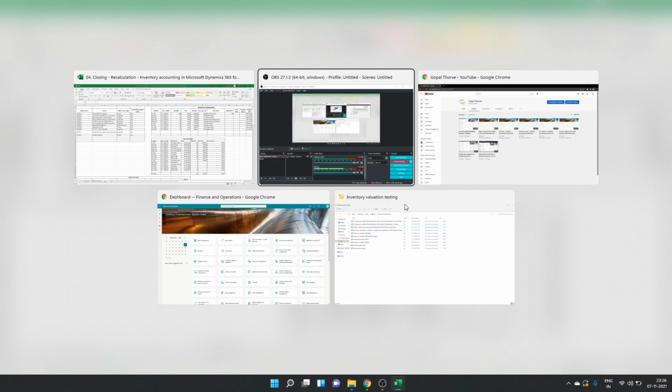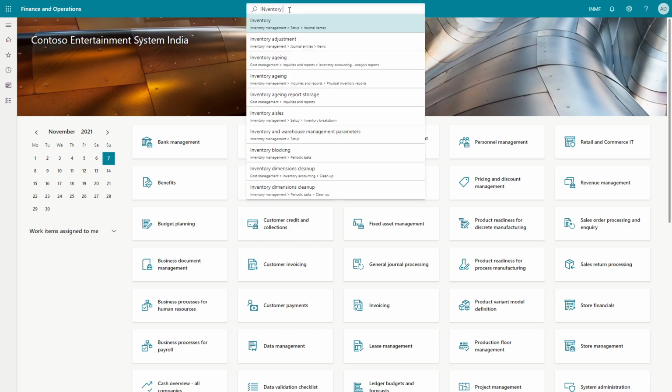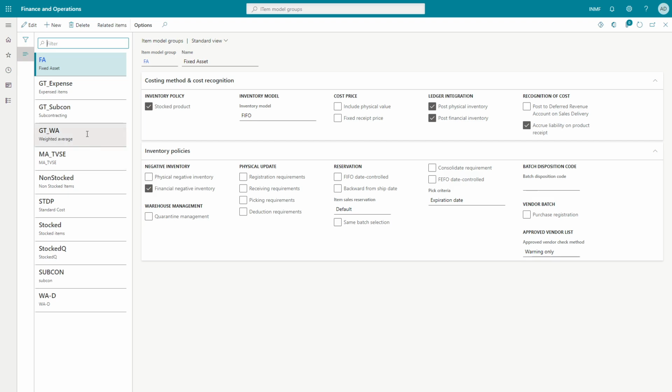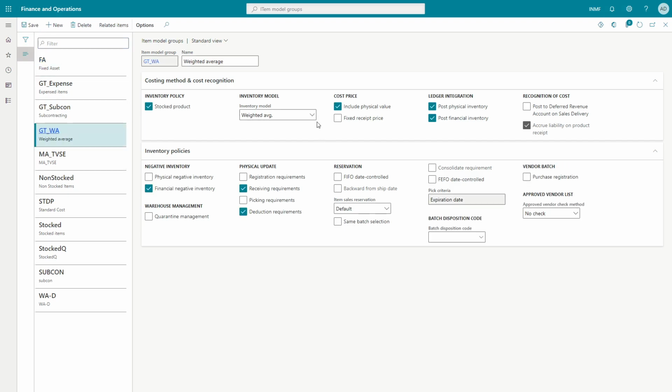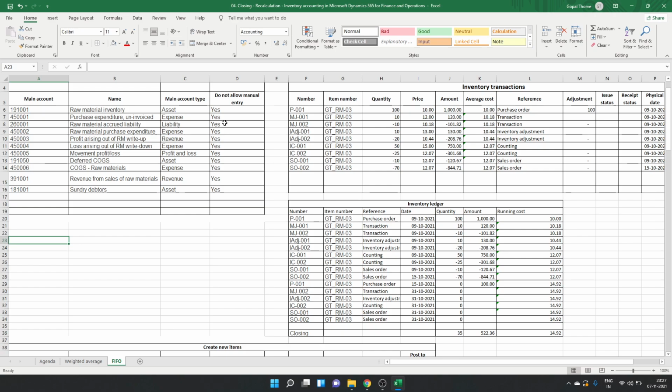So I'm going into the system. We'll navigate to inventory, item model groups. I have already cancelled the recalculation. I will try to change this here. Because I don't have any active recalculation or closing in the system, I am able to change the inventory model on the item model group.